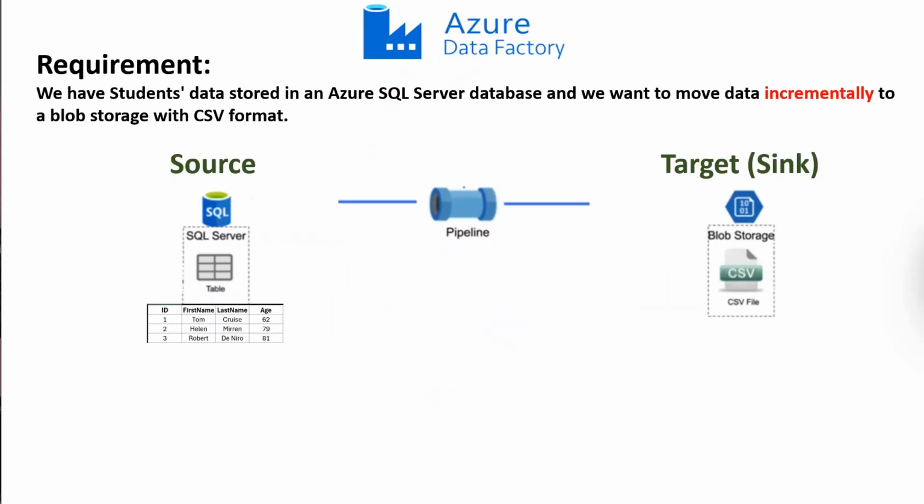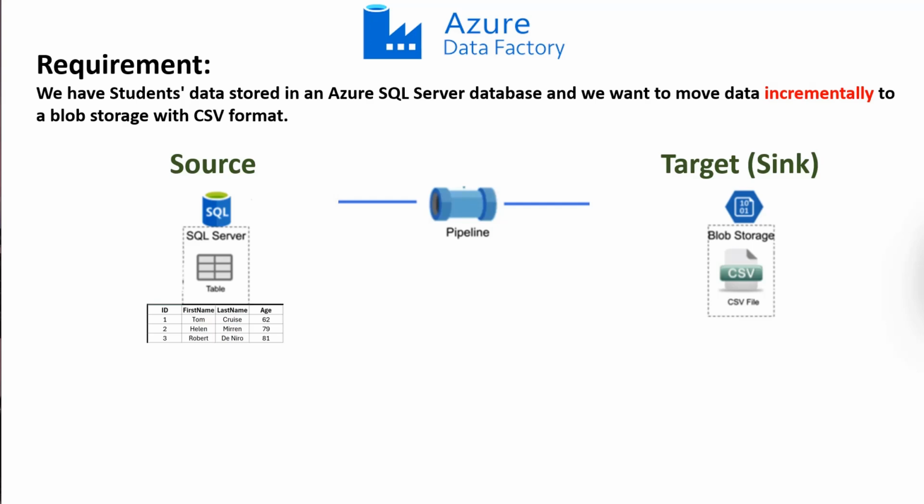Alrighty, just like the first episode, we have a requirement here. I'll go through the requirement quickly. We have student data stored in an Azure SQL Server database, and we want to move data incrementally to a blob storage in CSV format. I just highlighted the word incrementally here. This is the main focus of this part of the video that I want to elaborate on.